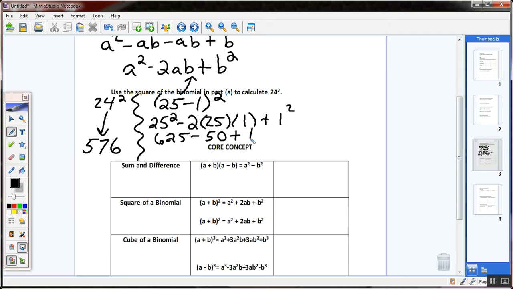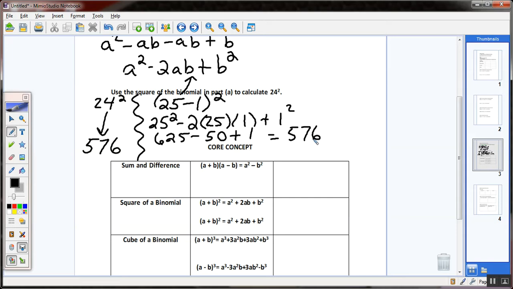So, they are the same. What's 625 minus 50 plus 1? 575. Plus 1 is 575. Yep, that equals 576, doesn't it? So my question, kids, is this. When I expand a minus b and square that out and call it a squared minus 2ab plus b squared, does it work numerically for us as well? Show that 24 squared is indeed 576.